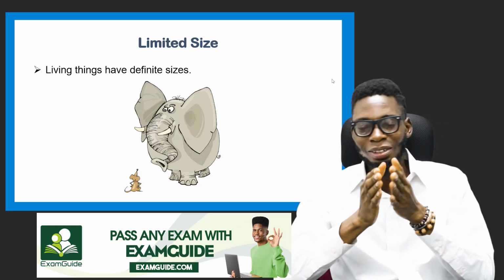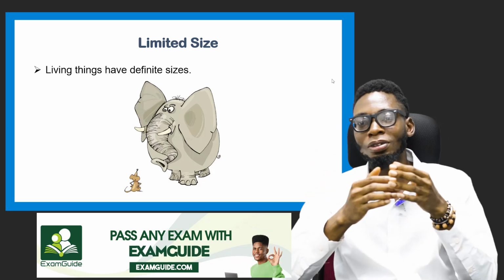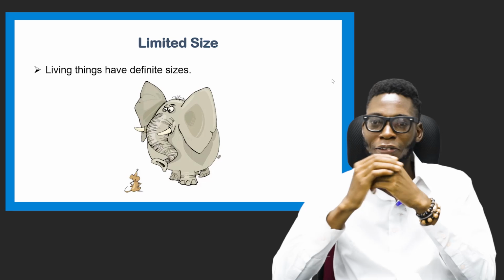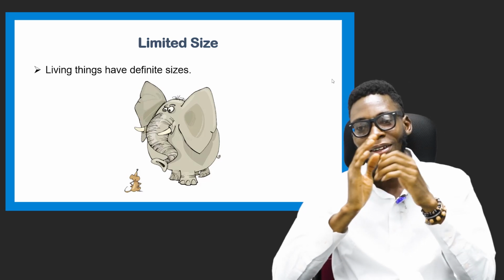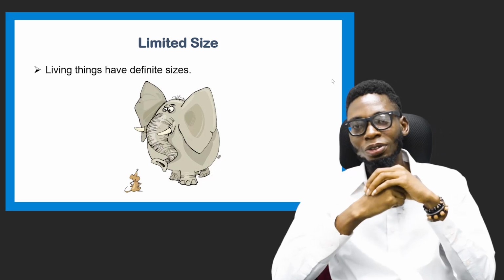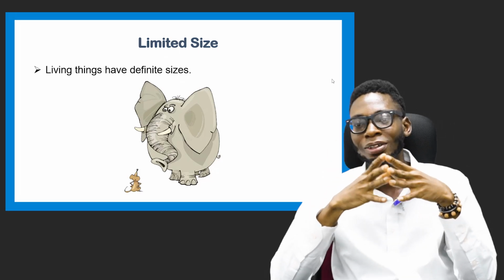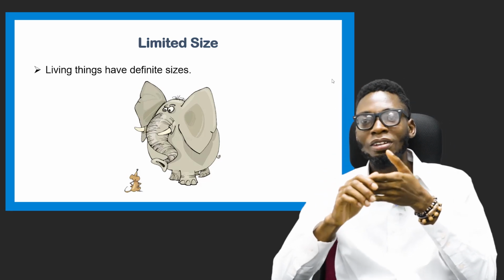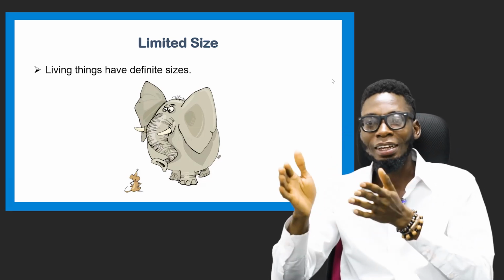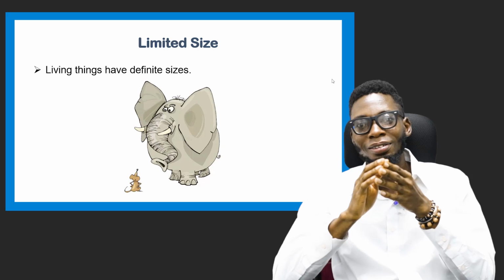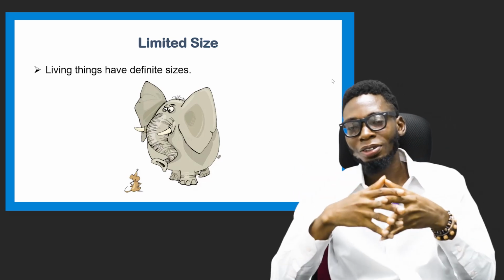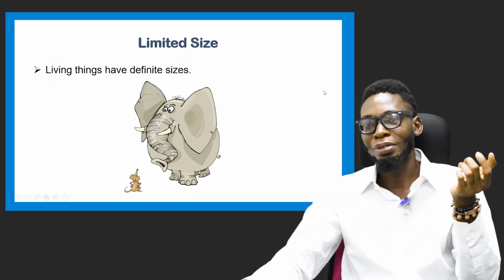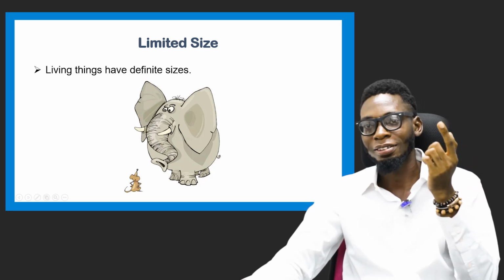The mouse, no matter how long it lives, no matter what it feeds on, no matter what you feed it, it cannot grow to the size of an elephant. The lizard, no matter how long it lives, no matter what it feeds on, cannot grow to the size of a crocodile. This is because living things have definite sizes. Man, no matter how long he lives, no matter what he feeds, will not grow to the size of a skyscraper because that is not his definite size.